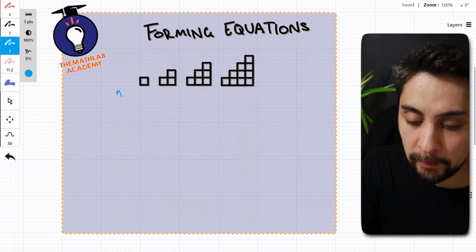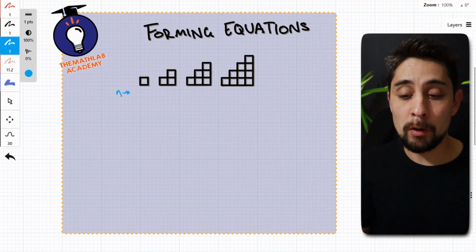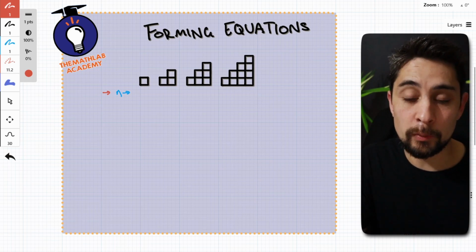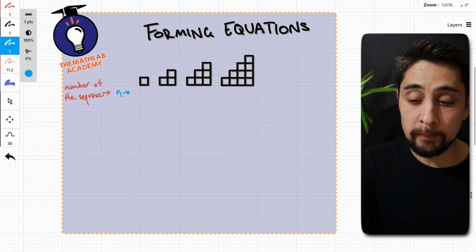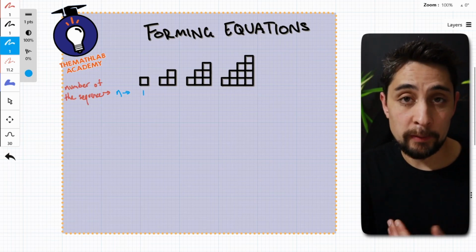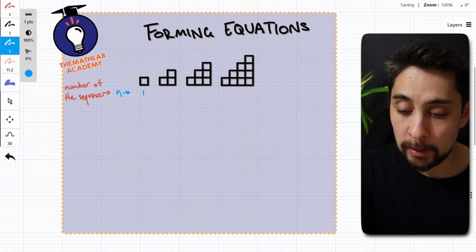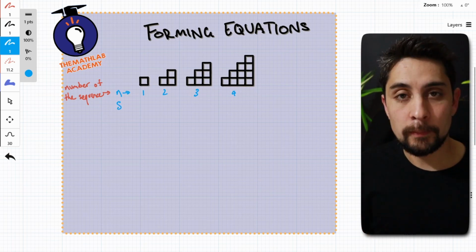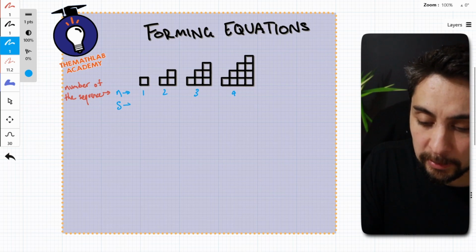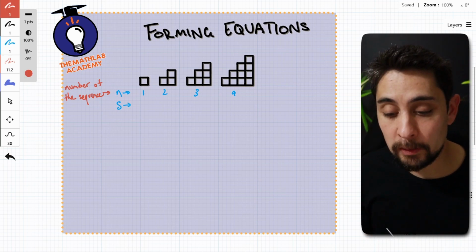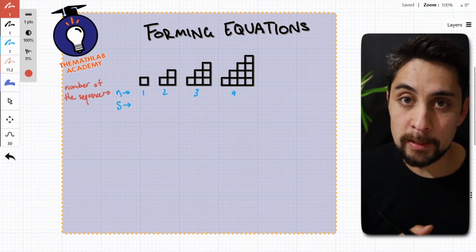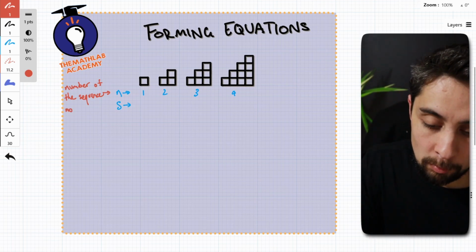Our first row will be n, and n just describes the number of the sequence. So n for the first one is 1, that's our first value in our sequence. The second picture is 2, the third picture is 3, and the fourth picture is 4. And that can continue on if it needs to. Our next row in the table is going to be our s values. Now s is defined, and that's just me defining it. I get to define it however I want. s is defined as the number of squares in the pattern.